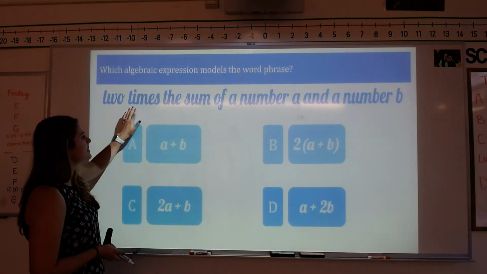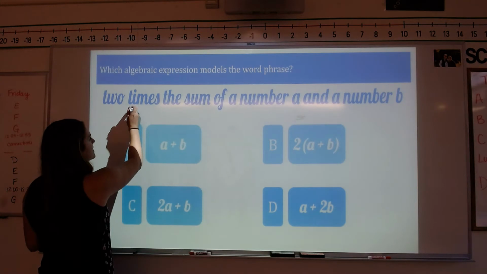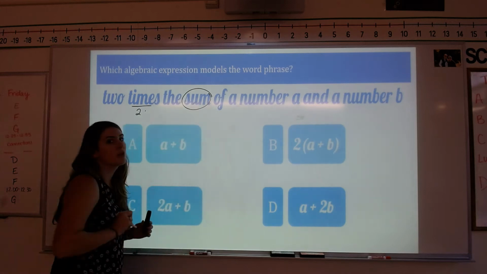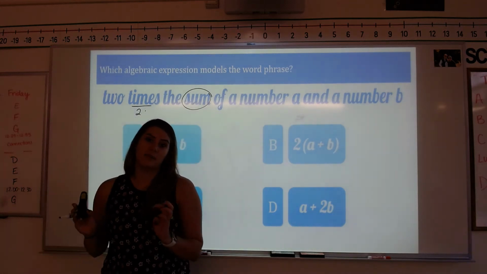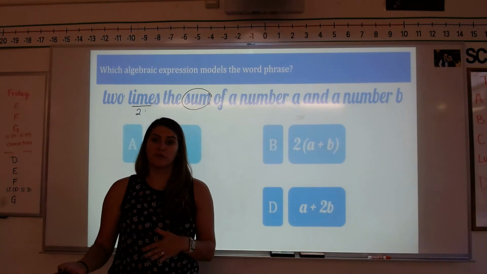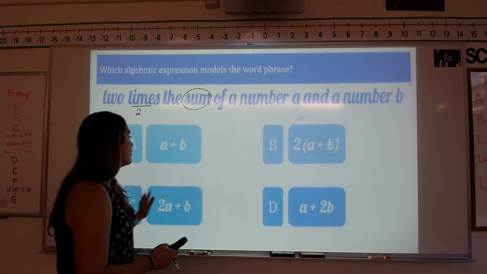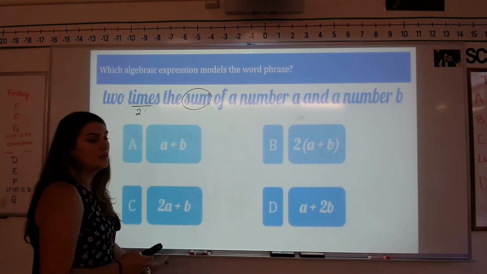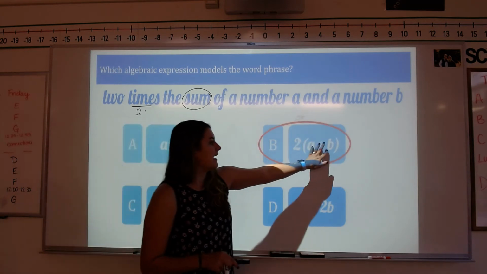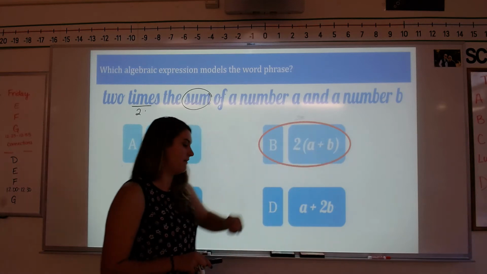The next one says 2 times the sum of a number A and a number B. Whenever you have multiplication, so this means 2 times, and you have this word, the sum, what they want you to do is they want you to do that multiplication with the answer you get after you add. And the only way you can do addition before multiplication in order of operations is if the addition is in parentheses. So looking at all of our choices, the only one that's going to have you do the addition first is choice B. This is saying add A and B together, get whatever that answer is, and then double that. Take twice of it.